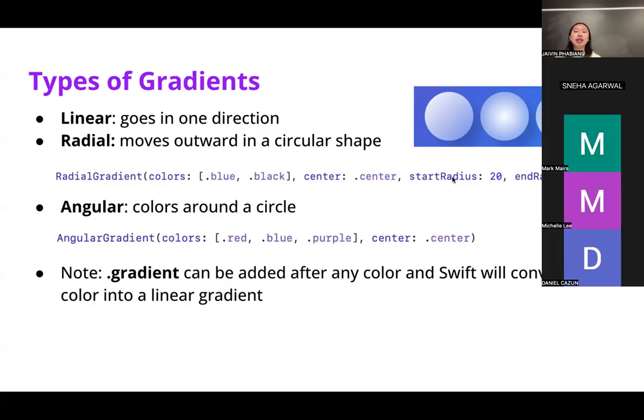You want to specify a start and an end radius. There's also angular gradients, which color around a circle. And you want to specify the color array as well as where you want the center to be. And then just a note that the dot gradient modifier can be added to any color, and Swift will automatically convert this color into a linear gradient.